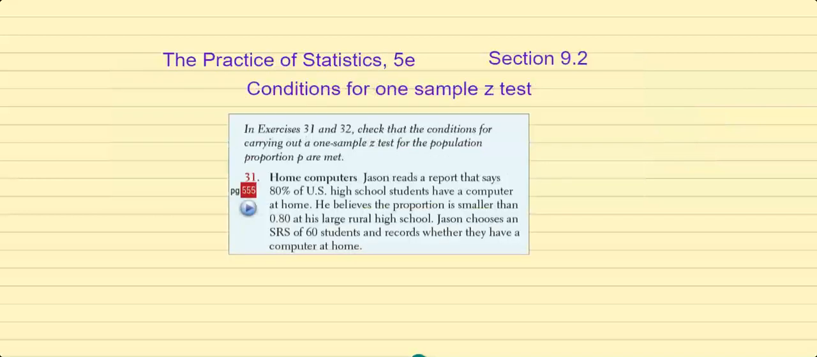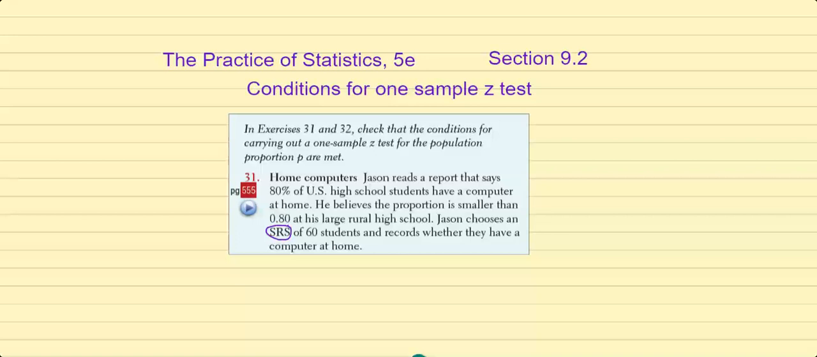So let's take a look at problem 31. Jason reads a report that says that 80% of high school students have a computer at home. He believes the proportion is smaller than 0.80 at his large rural high school. Jason chooses an SRS of 60 students and records whether they have a computer at home. So the first condition, SRS, simple random sample, takes care of the random condition.